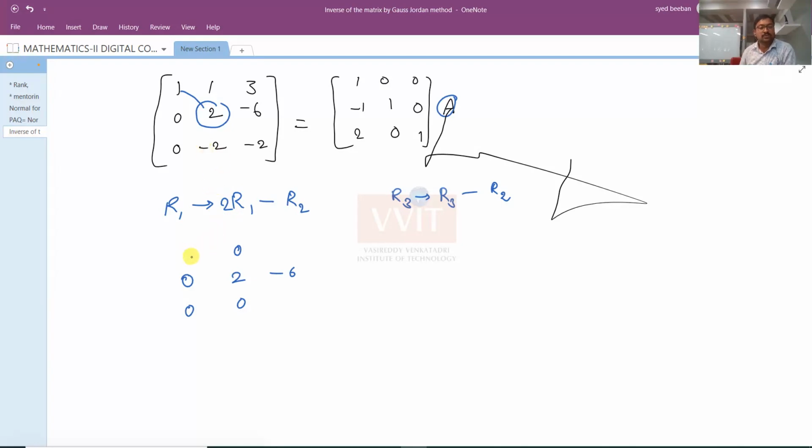Now this position is R2 prime, R1 prime is 2 R1 minus R2. So 1 minus 0, 2 times 2 minus 0 is 2. Here 2 R1 means 6, minus of minus is plus 6. 6 plus 6 will be 12. And here R3 minus R2. Sorry, it's plus because both are different signs. So 0 plus 0 is 0, minus 2 plus 2 is 0, minus 2 minus 6 will be minus 8.